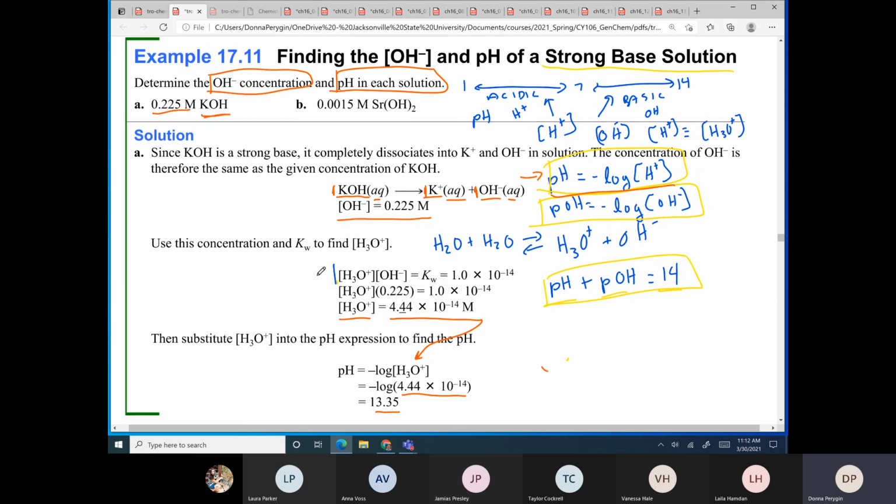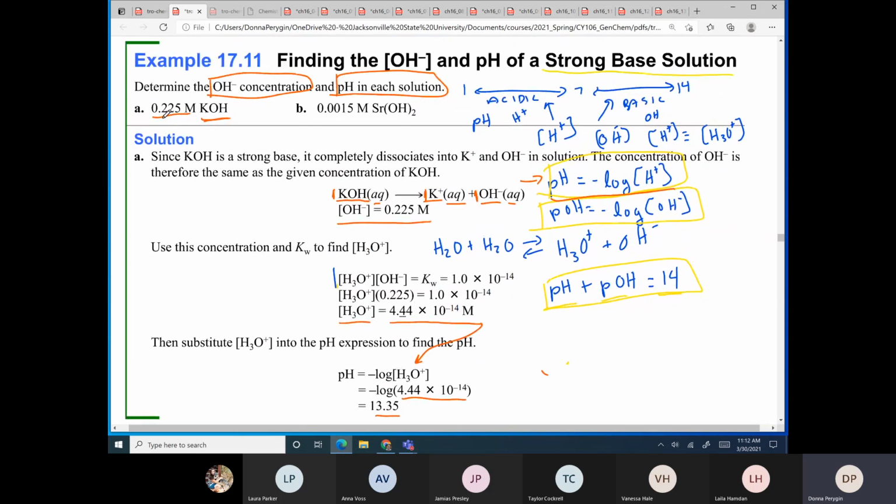Now let's look at another way to solve this problem, okay? So 0.225 molar potassium hydroxide, we write the equation for the ionization of potassium hydroxide in water. Potassium hydroxide goes to K plus and OH minus. So we learned that our hydroxide ion concentration is 0.225 molar. Okay, so instead of going through all of this, you can just say the pOH is equal to the negative log, which I think is a little bit quicker, of the hydroxide ion concentration.